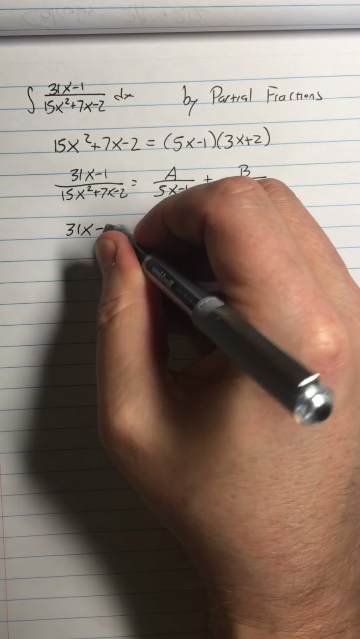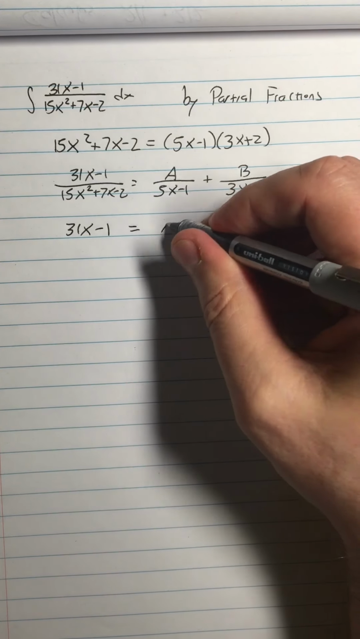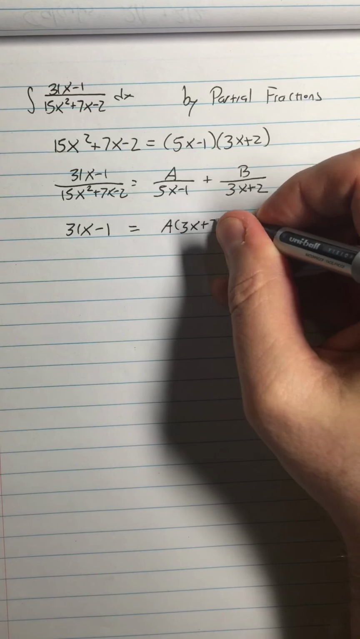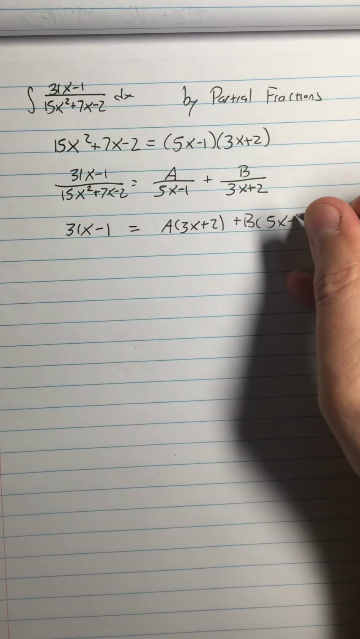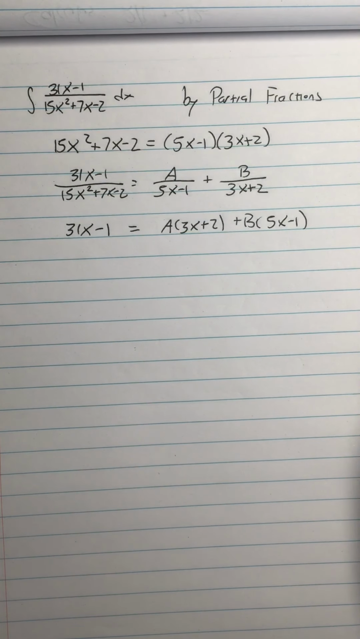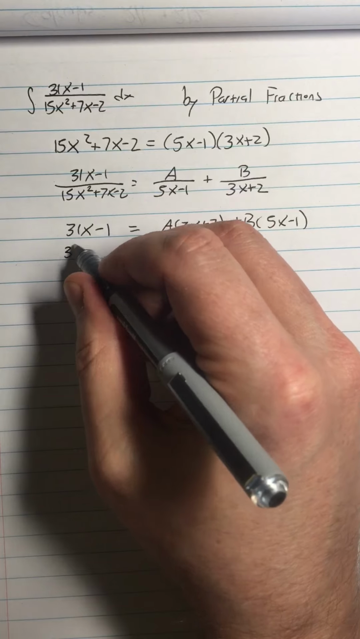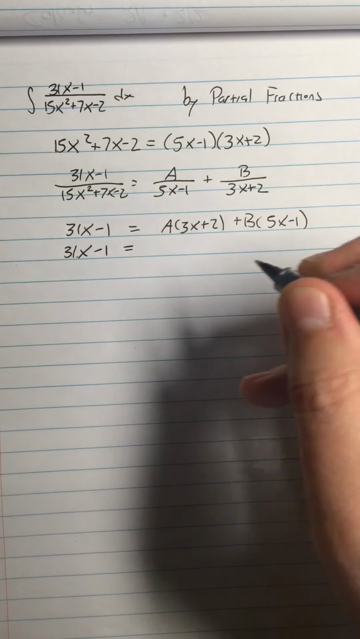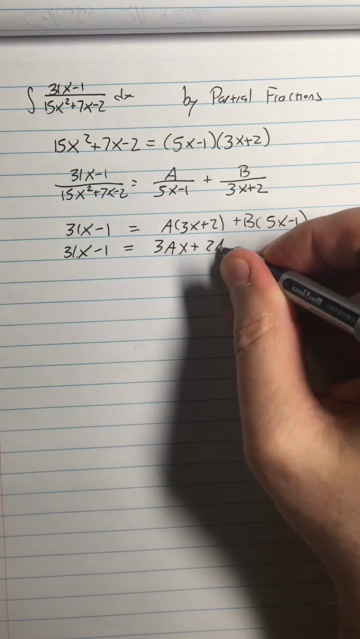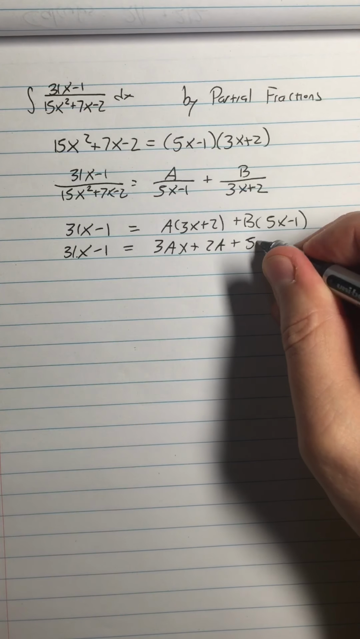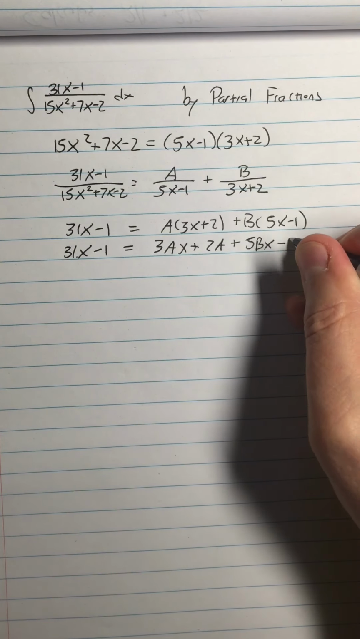You don't necessarily have to show that you're multiplying both sides. It's fine if you do, it would be nice, but it's not necessary. We can just take this step for granted. This is multiplying both sides by (3x + 2)(5x - 1). And then from there, we distribute out the A's: 31x - 1 = 3Ax + 2A + 5Bx - B. I'm trying to write the minimum amount that I would expect people to write for a problem like this.